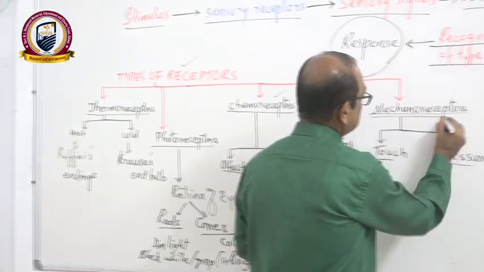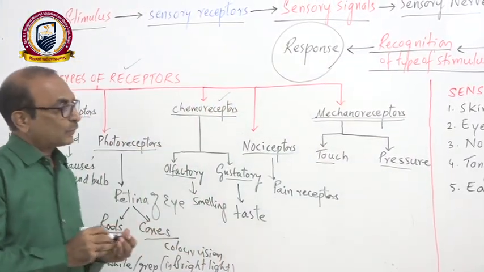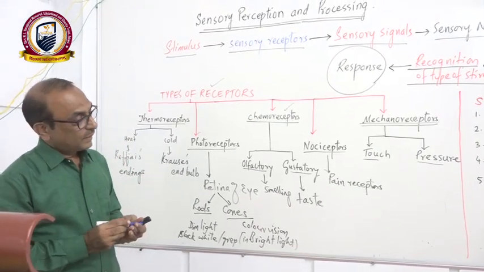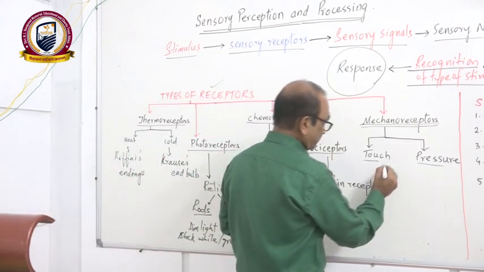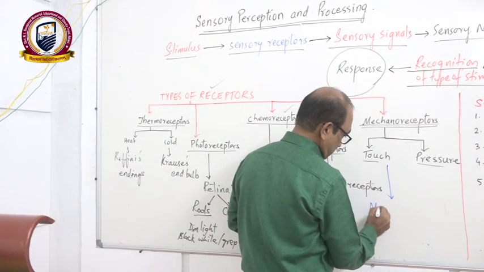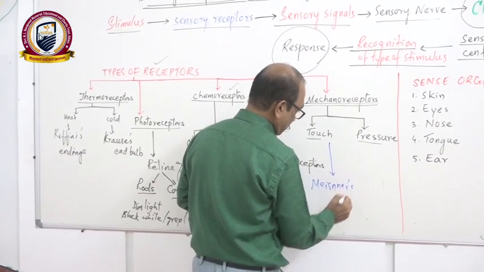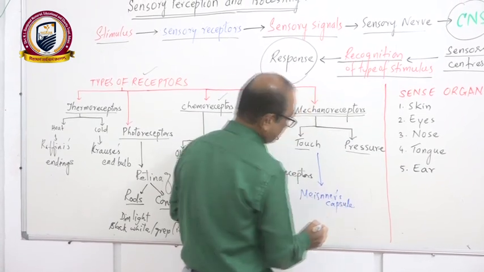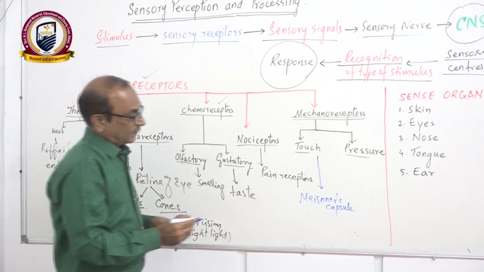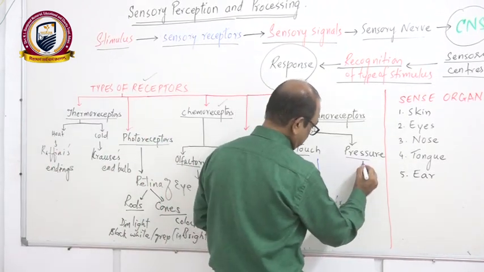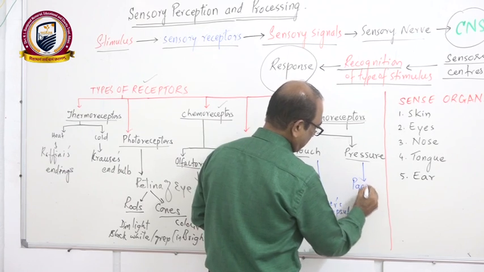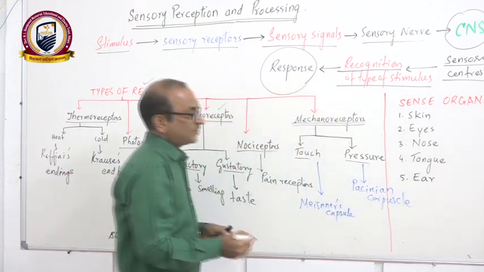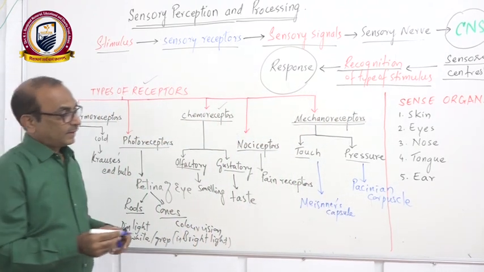Then mechanoreceptors. Mechanoreceptors are of two types, touch and pressure receptors. Now further, the touch receptors are like Meissner's organ or capsule, and the pressure receptors may be Pacinian corpuscle.